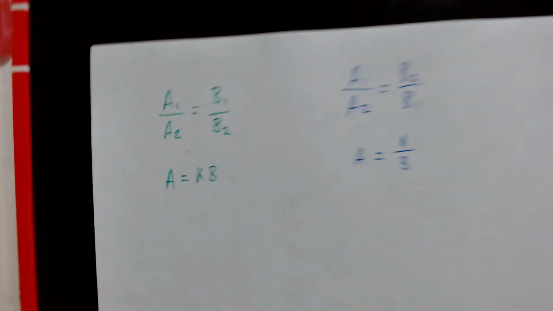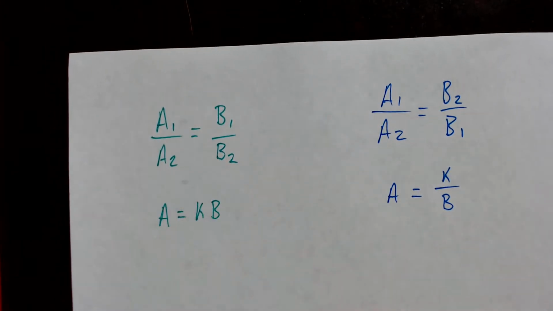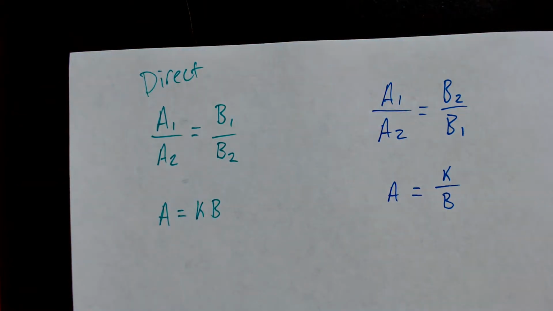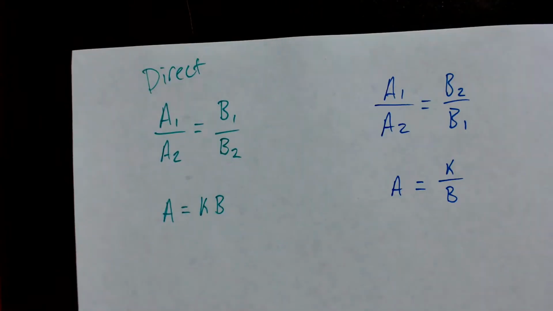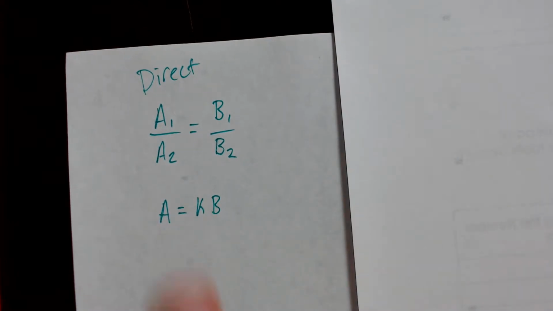I've already been teaching you this ratio variation. It's something that we've been using pretty often, and it's this one over here on the left in green. This is direct variation. Don't worry about the blue yet.